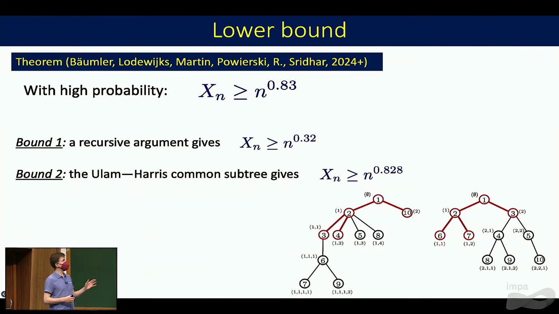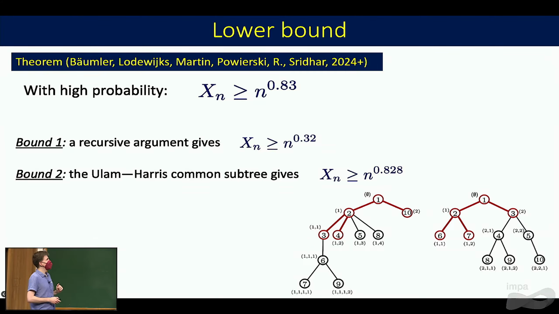Then I'll tell you a construction, and I'll call this the Ulam-Harris common subtree. I'll explain what all these words mean, so don't worry if these are foreign at the moment. But it's a particular construction of a common subtree. And we can analyze this. And this gives a lower bound of n to the 0.828. This is 2 times the square root of 2 minus 1.